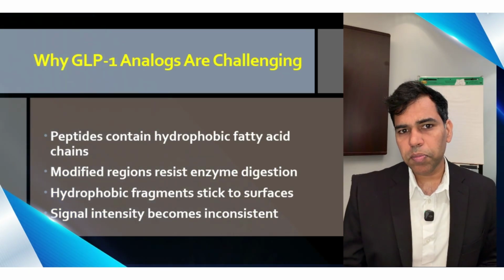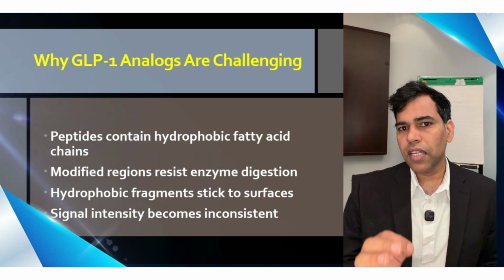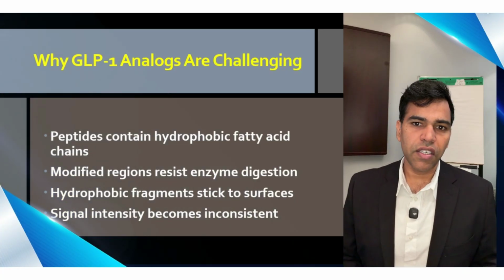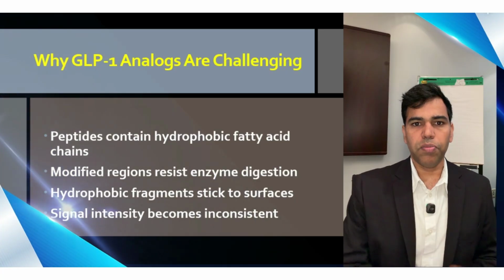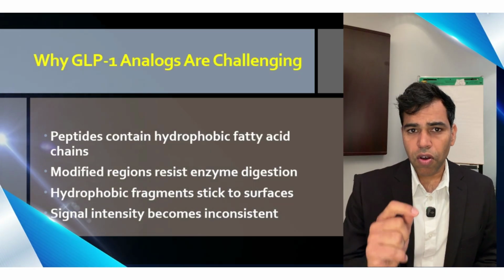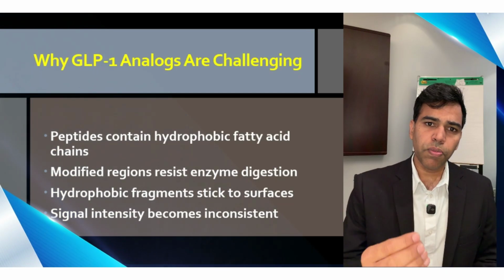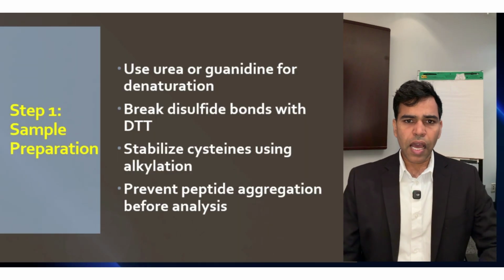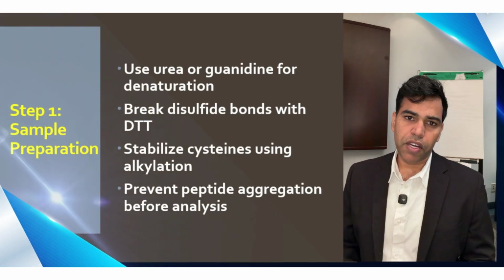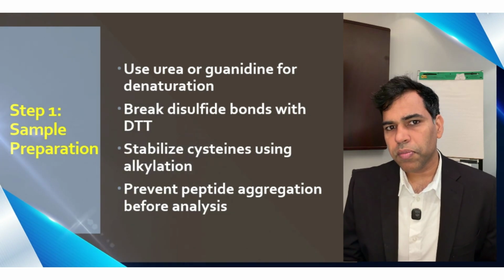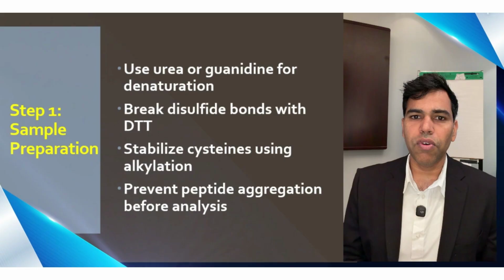A team experienced only in conventional peptides will often misread a recovery problem as a sequence problem. That distinction matters enormously when you are trying to build a credible data package for a submission. Step number 1 is sample preparation. Before the molecule ever reaches the column, it has to be unfolded correctly.